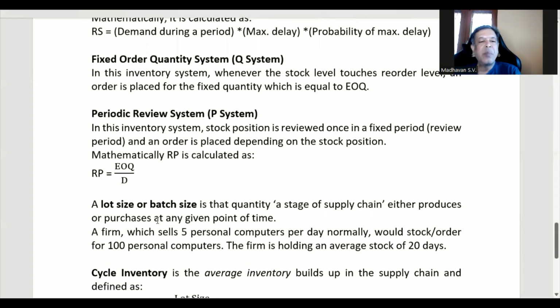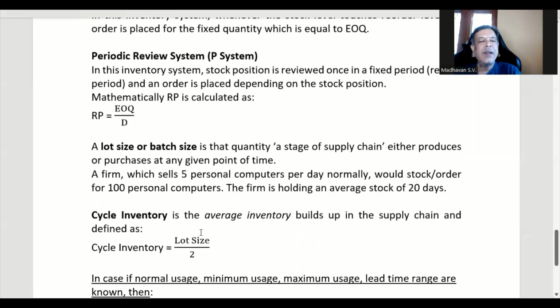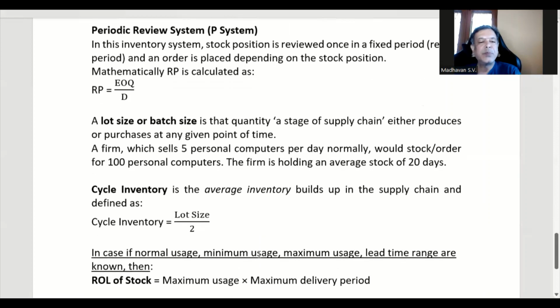Then comes lot size or batch size. It is that quantity, a stage of supply chain, either produces or purchases at any given point of time. To understand lot size or batch size, let us consider the following example. A firm which sells 5 personal computers daily or per day normally would stock or order for 100 personal computers. Then we can say that the firm is holding an average stock of 20 days, which is calculated as 100 divided by 5. Cycle inventory is the average inventory builds up in the supply chain and is defined as cycle inventory is equal to lot size divided by 2.